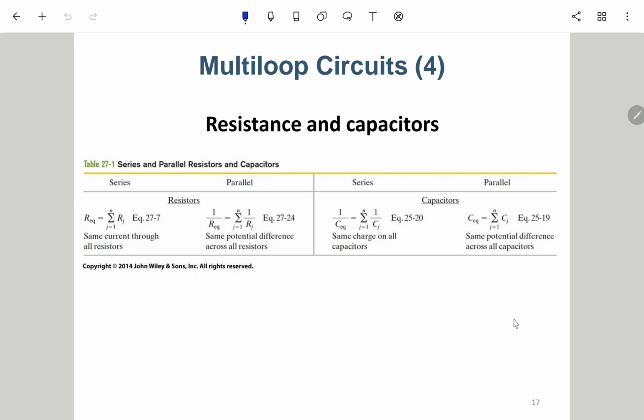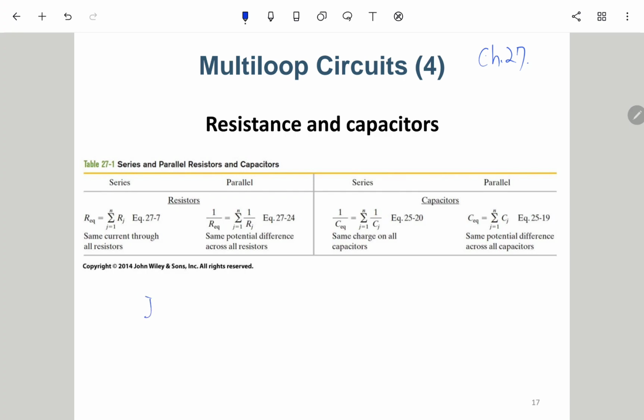Okay, so here is a summary table about the series parallel resistance and capacitors. So actually this is chapter 27. Okay, so it does not introduce the inductor yet. Okay, so you can see here resistor and capacitor. So for series resistance, we add all the resistance together. For series capacitor, we take the reciprocal, add them together, and then take the reciprocal again. For the parallel resistance, we take the reciprocal and then add them together, and then take the reciprocal again for the equivalent parallel resistance. But for the parallel capacitance, we have a CEQ to be the sum of all the individual capacitance.